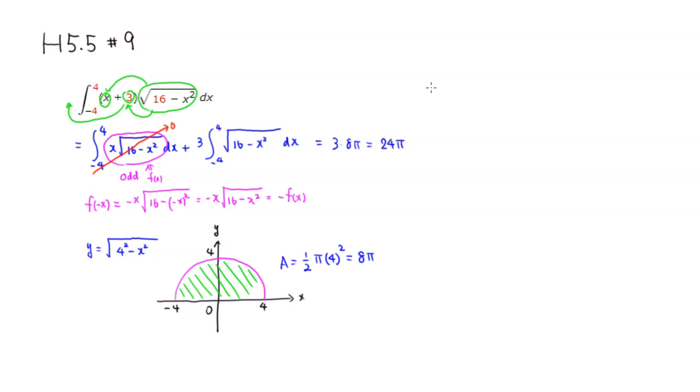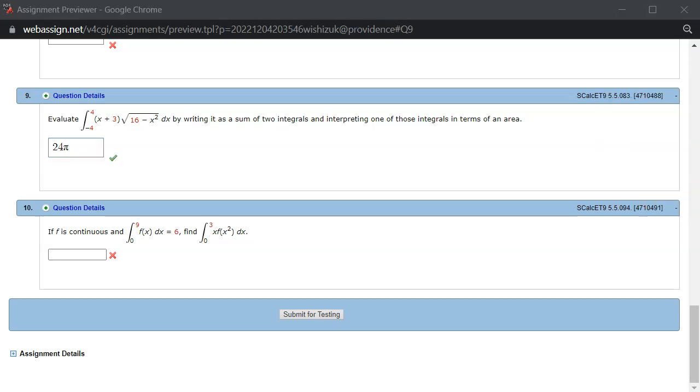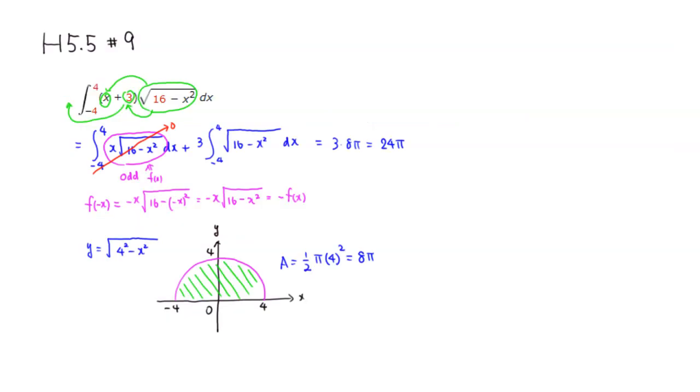Let's type it in. So we got 24 pi. Let's check the answer. All right, I came back and it looks like we got this one correctly. That's it. I hope that this was clear.